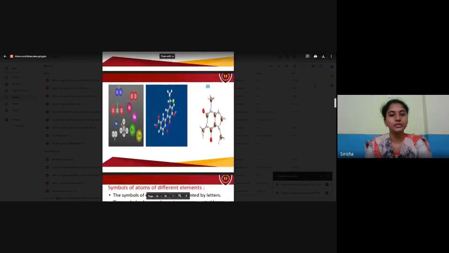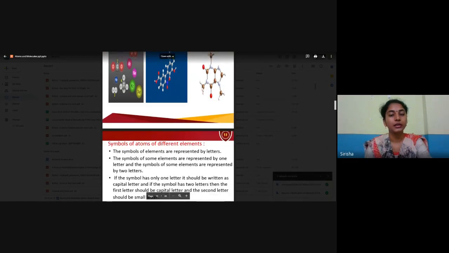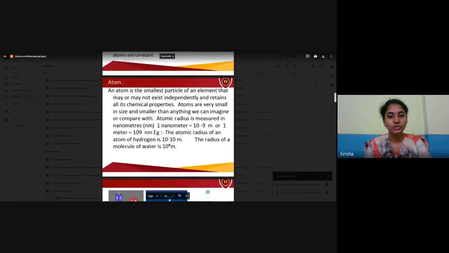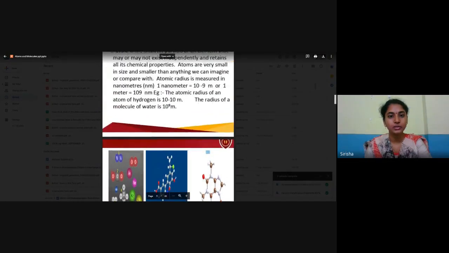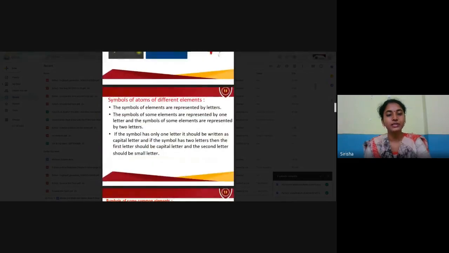In the previous video, we have seen what is meant by an atom. An atom is the tiniest particle which cannot be compared. It can exist independently or it cannot exist independently. So here is the structure of an atom, and the atomic size, the atomic radius, will be 1 nanometer, that is 10 to the power of minus 9 meters. Now let us see what the symbols of atoms of different elements are.